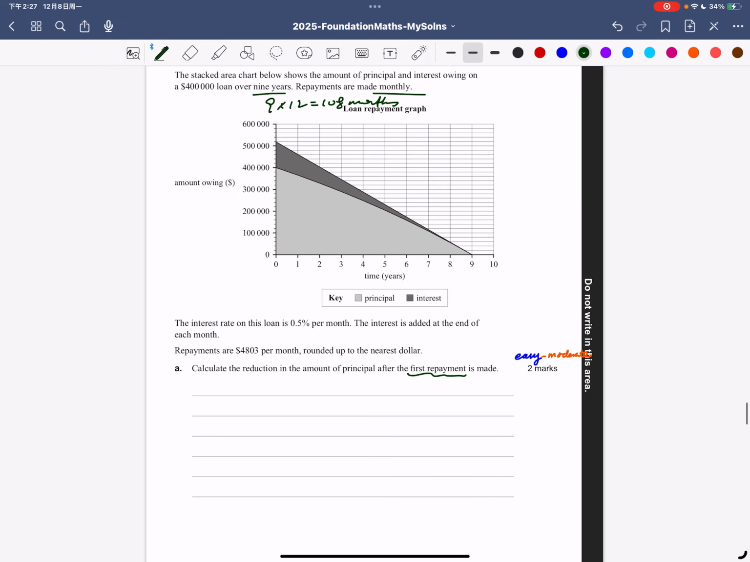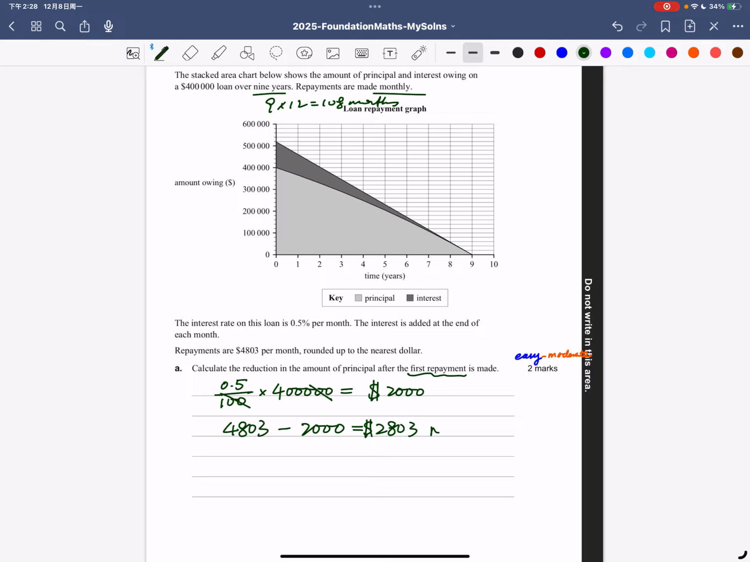So after the first payment is made, the reduction in amount of principal, let's have a look. I would say 0.5% per month divided by 100 times your principal. So that will give you, let's say, 2,000. The next thing is 4,803 is the payment. Take away 2,000 interest. That'll be 2,803.